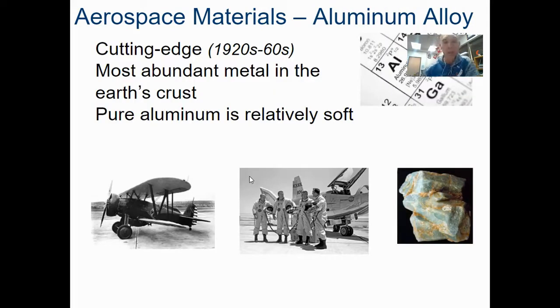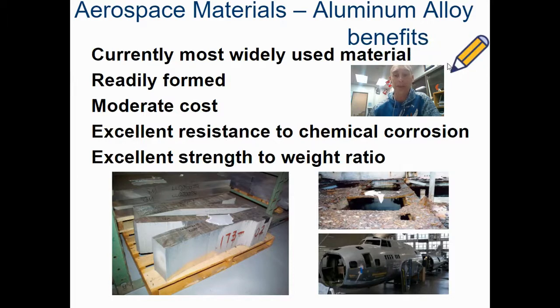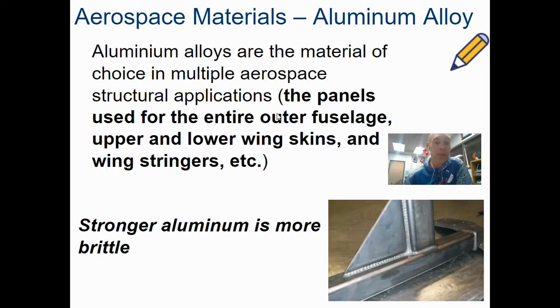Aluminum alloy is one of the cutting edge materials that was used starting in the 20s because it's very, very abundant and relatively soft, so they can put it into a lot of different things. And here are things to write down now. This is your new material's benefits. It's readily formed. It has a moderate cost. It has an excellent strength to weight ratio. I've given you a couple others here, but those are the three main ones to note. What is it used for? Typically it's used for panels, fuselage, and upper and lower wing skins.